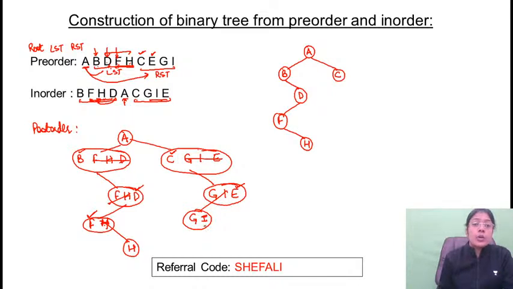Again, two elements are available. Which one is coming first in the pre-order? That is G. So G is the next root. And I is present on the right of G. So this will be the right child.